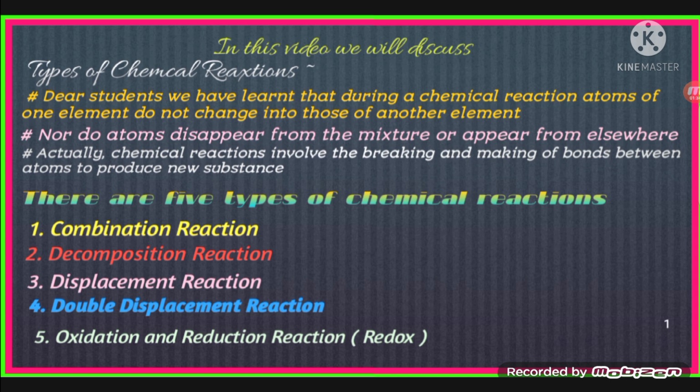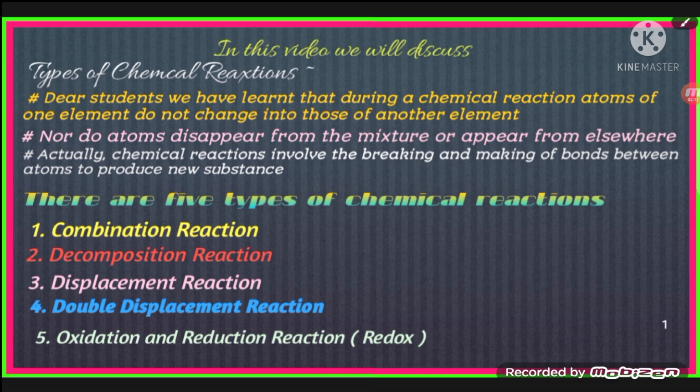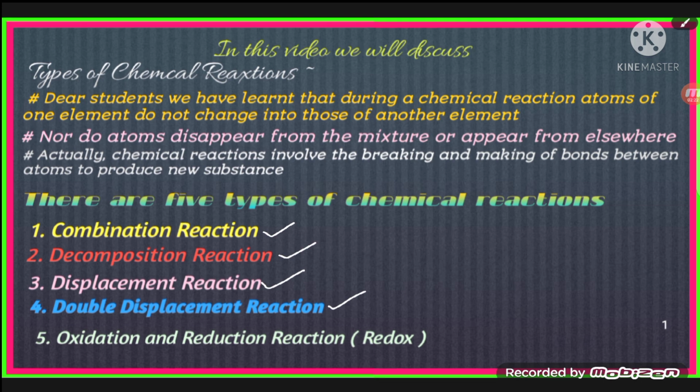Actually, there are many types of chemical reactions, but as per your syllabus, only 5 types of chemical reactions are given in your textbook. Let us know about them one by one. First one is combination reaction, second one is decomposition reaction, third one is displacement reaction, fourth one is double displacement reaction, fifth one is oxidation and reduction reaction. Oxidation and reduction reaction is also known as redox reaction.